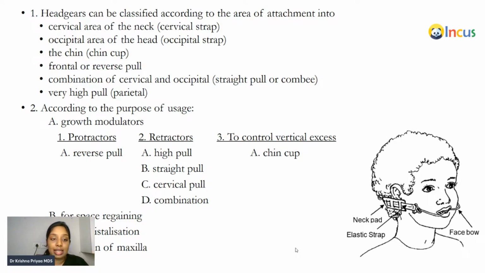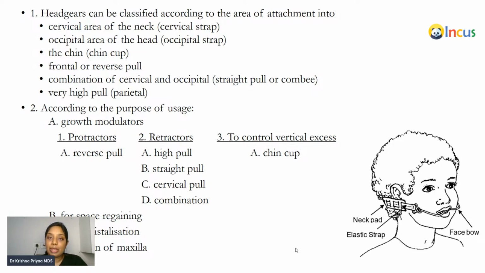All these types based on the usage come under the growth modulators. Headgears are generally used for children whose growth direction can be modulated. But headgear can also be used in adults for certain conditions like space regaining, molar distalization, and intrusion of the maxilla as such.